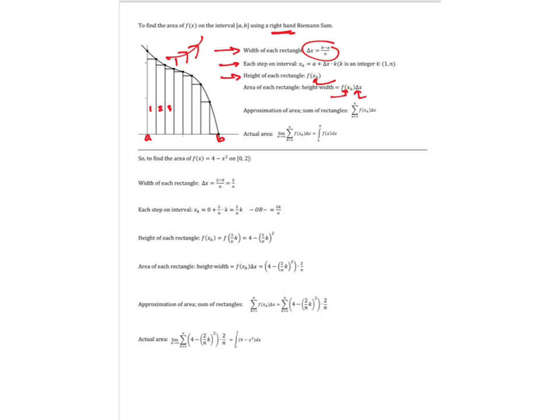Okay? And so then, once we find each individual area of each individual rectangle, we add them all up. That's the sum, right? That's the Greek symbol. It means add them all up. So you're going to find each individual rectangle's area, and then you add them all up. And this gets to be more and more accurate if you take the limit of the sum as the number of rectangles goes to infinity. Right? And so that's the adding up of this.